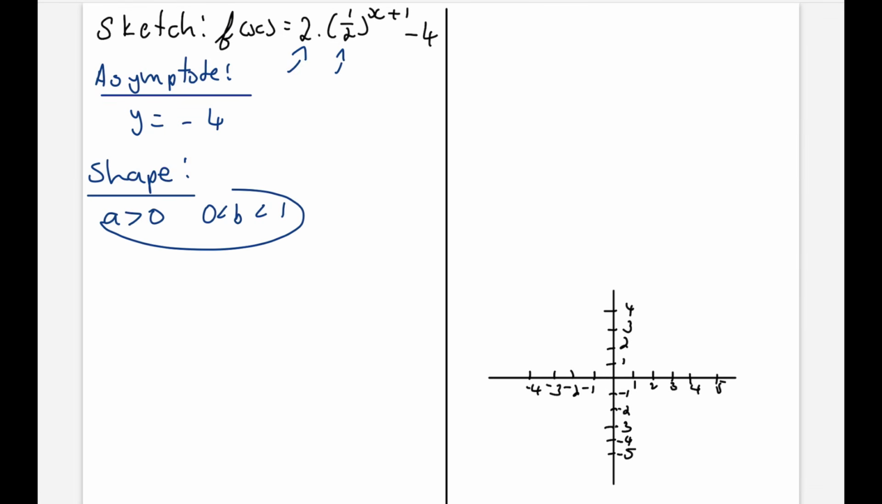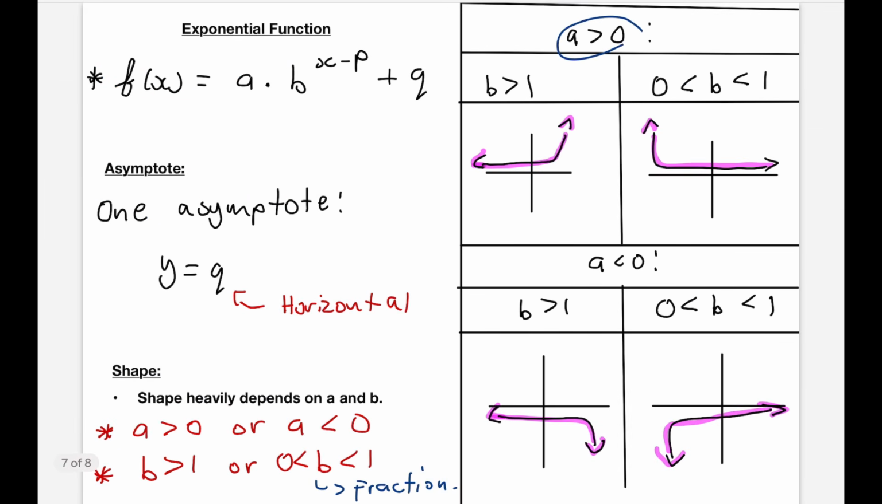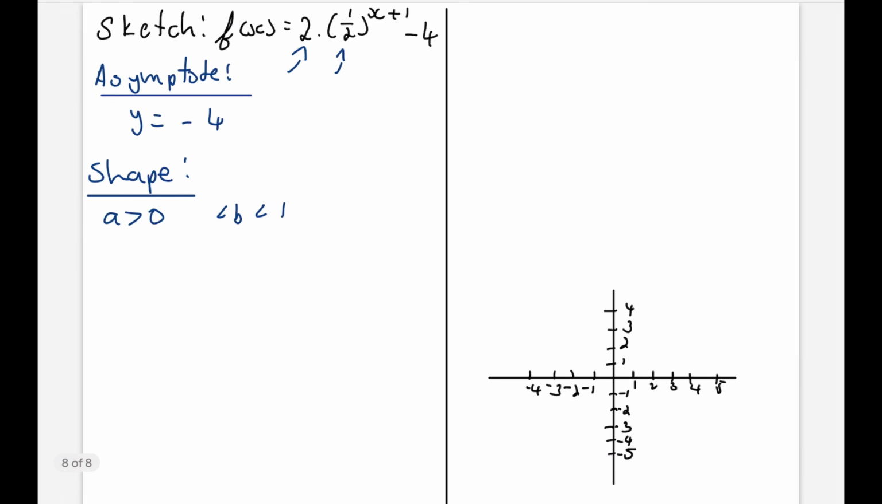Then we need to decide which shape this takes on. We can use our cheat sheet. A bigger than 0, b a fraction should take this shape. So this graph needs to look something like that. Great, we've got a little shape sketch down. Now let's find the y-intercept and the x-intercept.